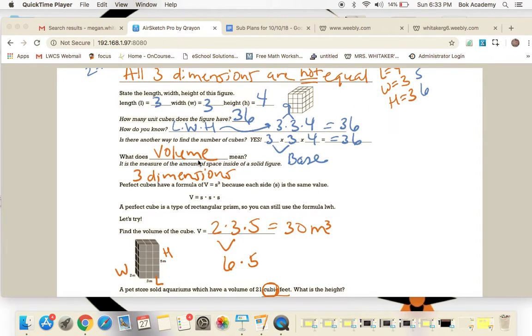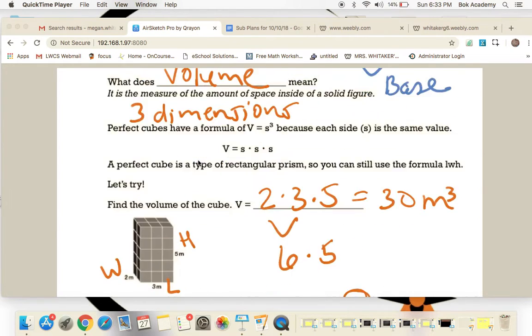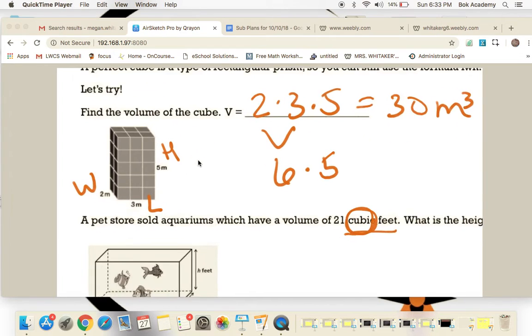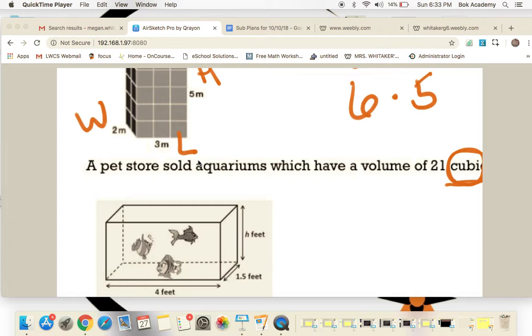They ask you what is the height. So I know that the 4 feet is my length. The 1.5 feet is my width, and I have to find the height. No problem, because I know my volume.